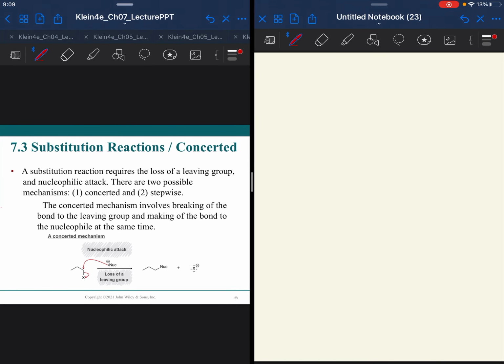Okay, welcome to Chapter 7, Part 2. We are going to get into substitution, but very specifically in this part, we are going to be talking about the SN2 mechanism. And so let's get in.